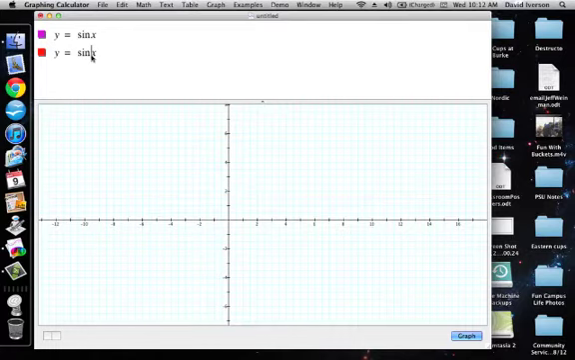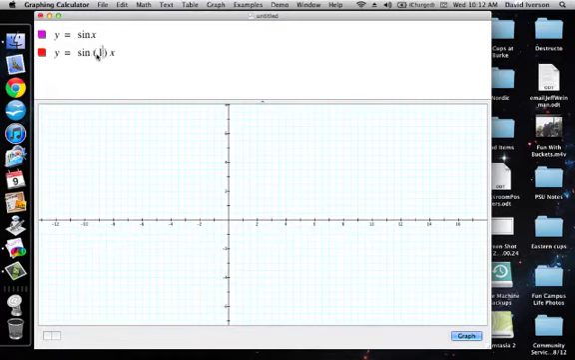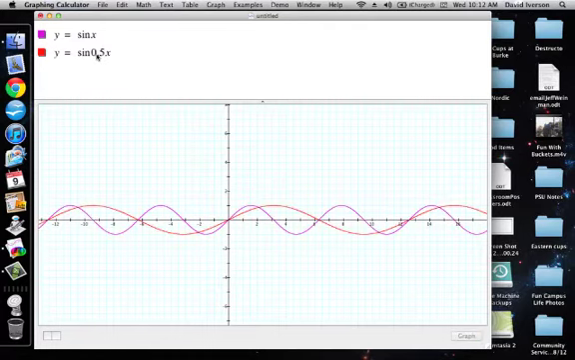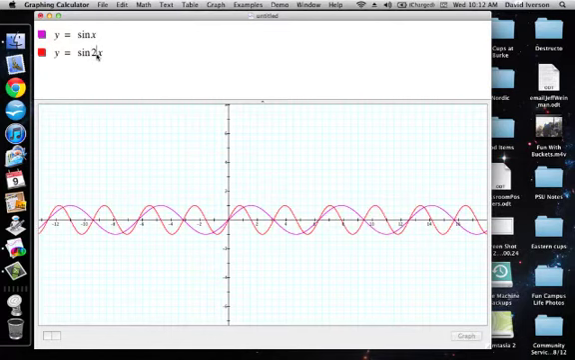Well, in order to stretch it horizontally, I just have to multiply in front of the x, and it's going to stretch horizontally. No. Remember what I was talking about in the last video: these numbers that are attached directly to the x's kind of work backwards. So if I want to stretch it horizontally, I've got to multiply it by a number less than 1. That's going to stretch it horizontally. If I multiply it by a number greater than 1, I'm going to compress it horizontally.